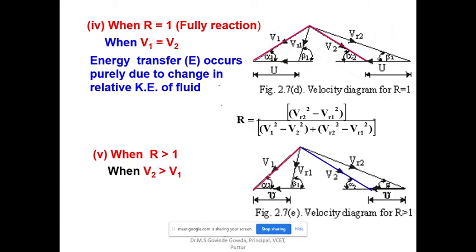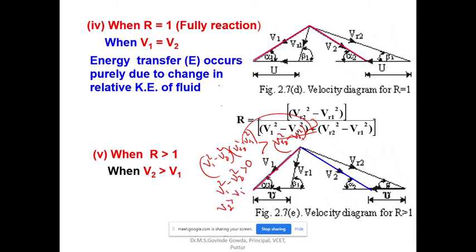Yeah. So next is this. When R is greater than 1, so this has to be greater than this. So if you bring that, V1 square minus V2 square plus VR2 square minus VR1 square is greater than VR2 square minus VR1 square. So bring this to this side, it will get cancelled off. So V1 square minus V2 square should be greater than 0, or whenever we transfer the things, the sign will change. V2 should be greater than V1.